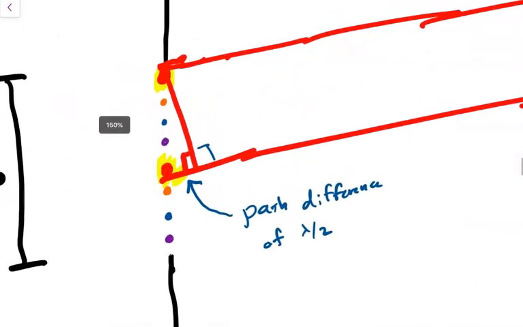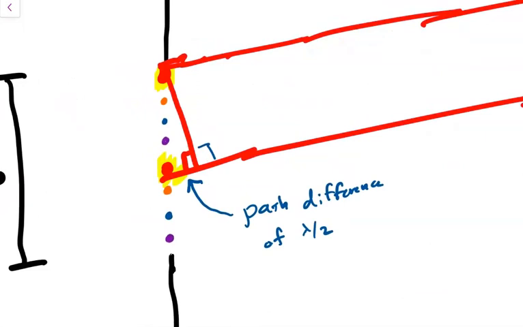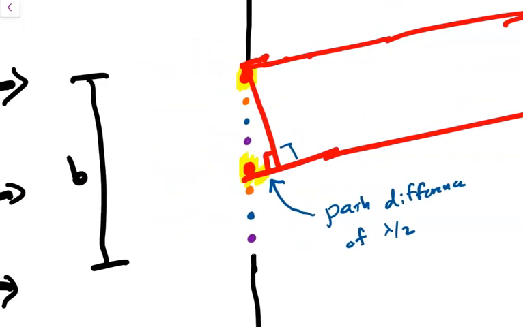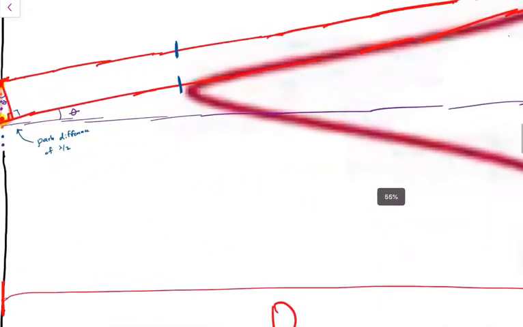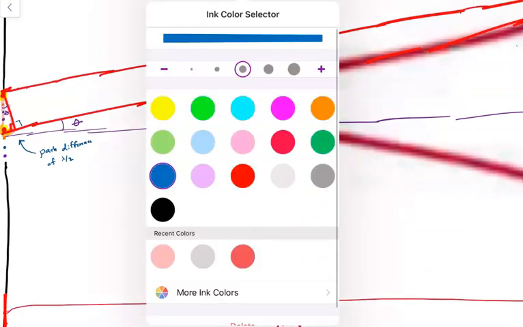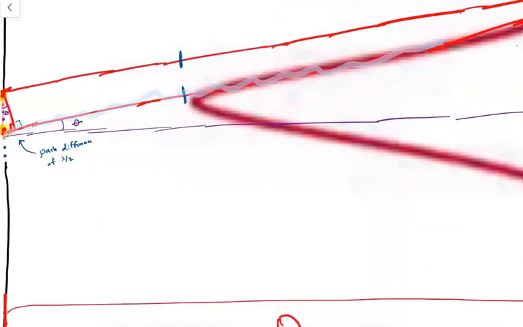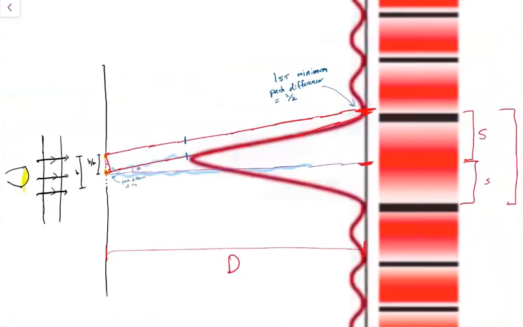So if this has a path difference of lambda over 2, and we know that the whole slit, we call it, has a slit width of b, then that also means that this is half of the slit width, which is b over 2. And we're going to focus on this triangle right here, similar to what we did in double slit, as well as the big triangle right here, all the way across. And those triangles will be seen below.